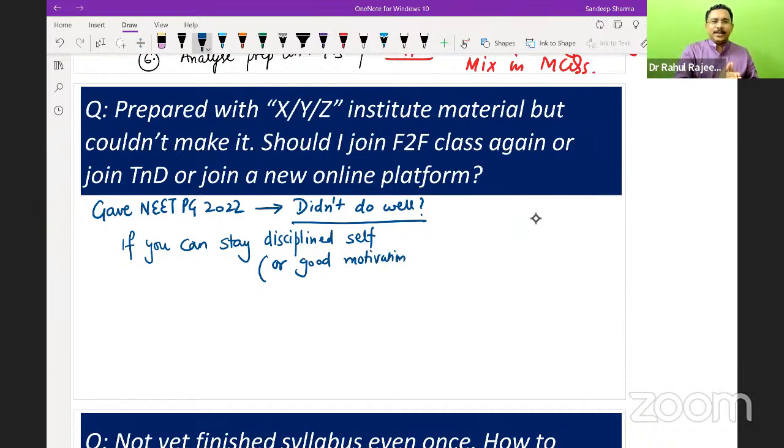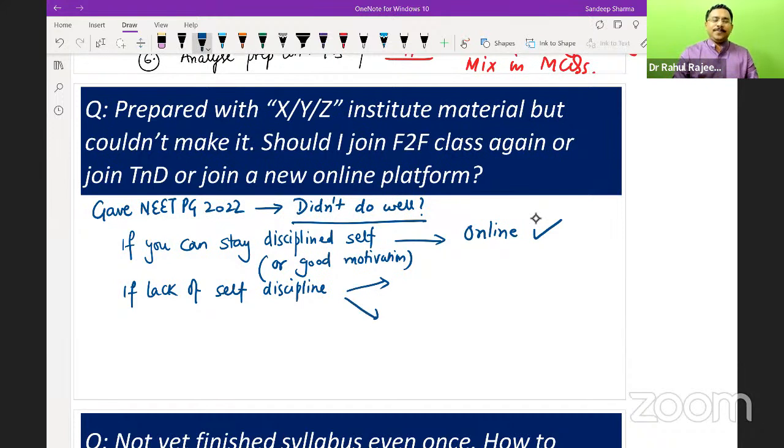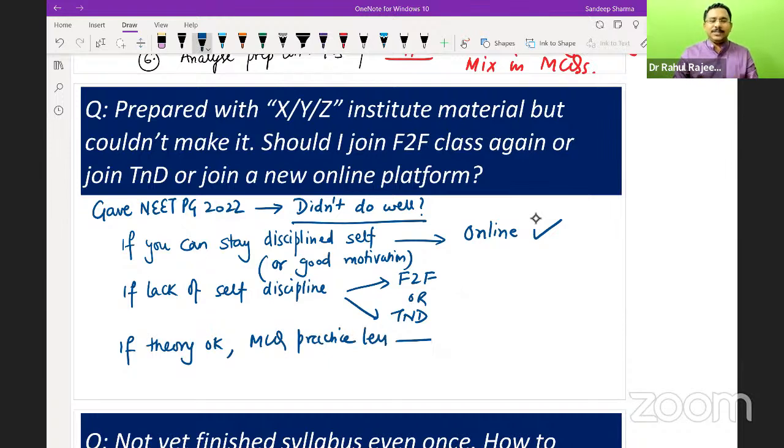Now, face-to-face regular course or test and discussion. For this query, first of all, try to see why you could not crack this time. If you have already made good notes and the problem was lack of enough MCQ practice, then I think test and discussion would be fine. But if your preparation during the previous attempt was haphazard, or you have not made good notes of many of these subjects, in that case, it is better to go for a regular course. So you start off with a regular course and then practice MCQs as well.